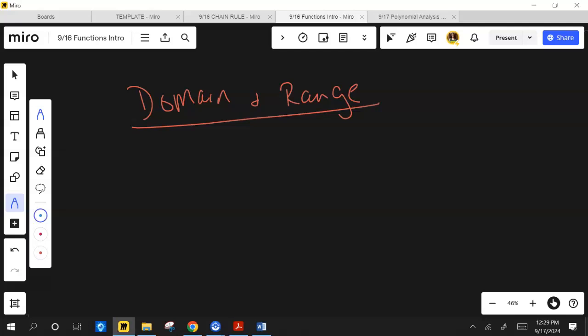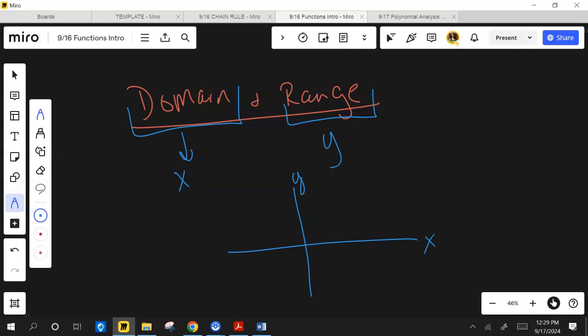All right, tell me what domain represents. We talked about this yesterday briefly. Domain is the what? The x. Those are the x values, that's right. And range would be the y values, right? So if I'm on a graph, this is my x and this is my y, yes?